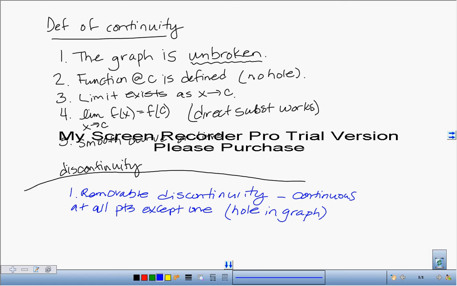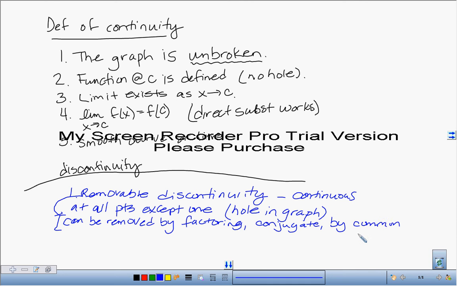The other thing that you need to tag on there is, and hopefully you have room, is that a removable discontinuity means the problem can be removed by factoring, conjugate, by common denominators, etc. So basically, if you can get rid of the issue by manipulating the function and then directly substituting, if you're looking at a limit or whatever, you have a removable discontinuity, because if you can remove the issue, then it becomes a hole in the graph instead of an asymptote.